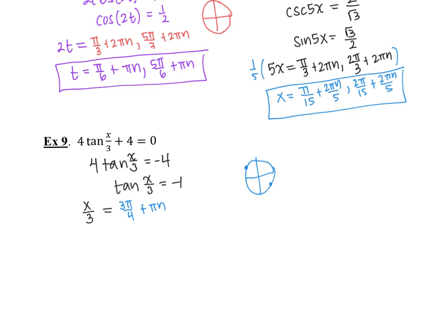Since it's x over 3 though, to cancel the 3, I'm going to times everything by 3. So I will get x equals 9 pi over 4 plus 3 pi n, and that includes all possible values that satisfy this equation.